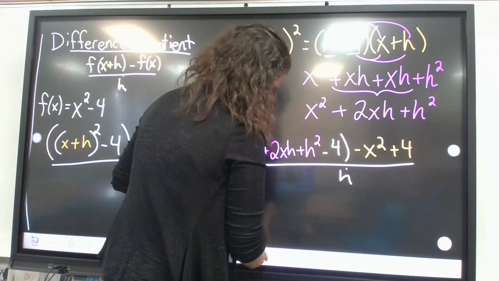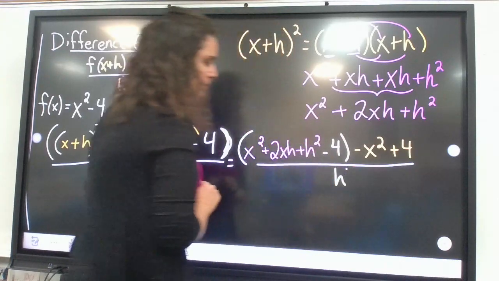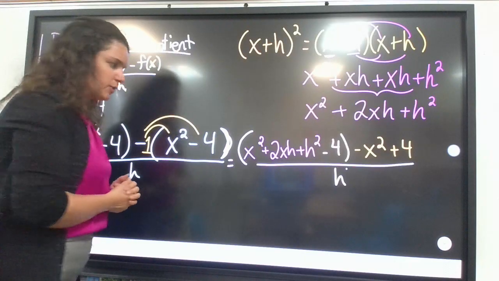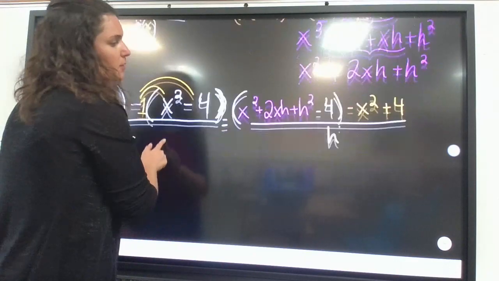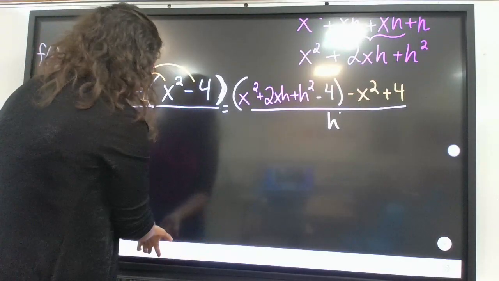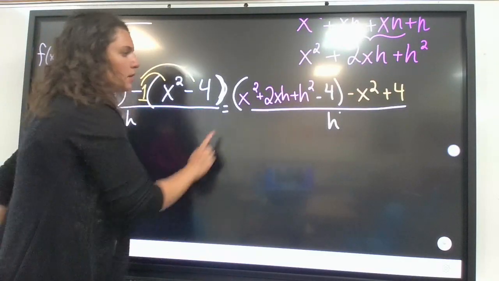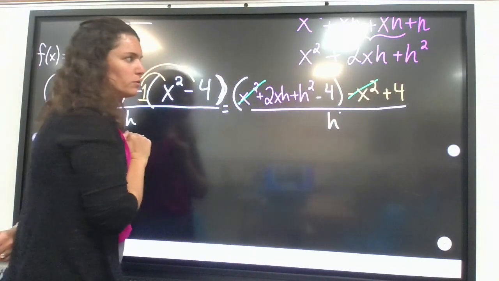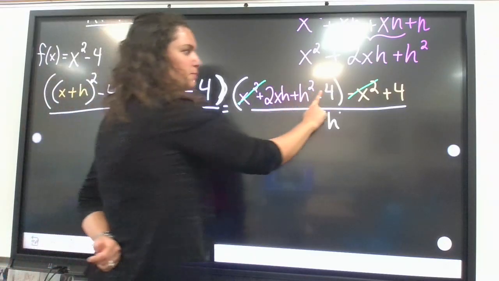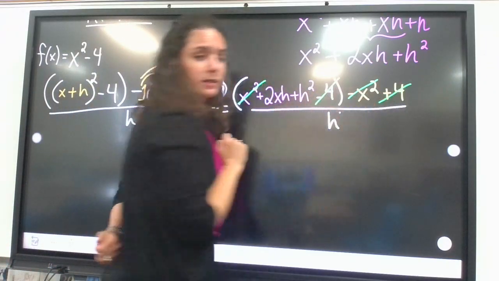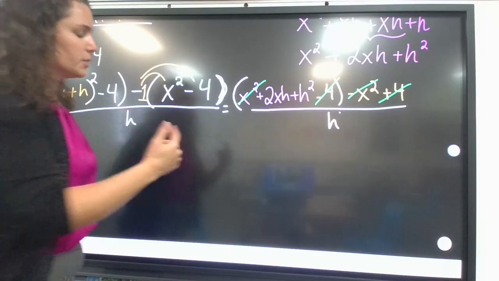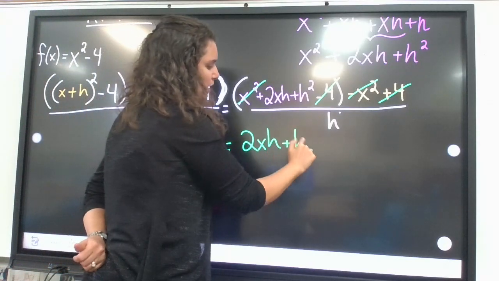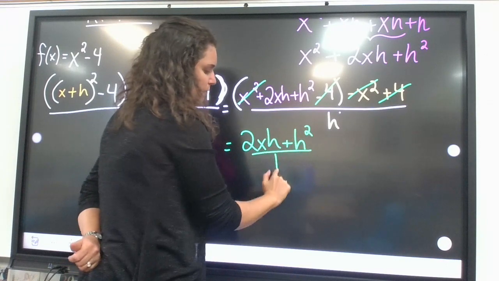So, all over our h. Well, now if we think about combining our like terms, we can see that this x squared minus this x squared can actually cancel out. And this minus 4 plus 4 will cancel out as well. So now what do I have? Now I have 2xh plus h squared all over h.